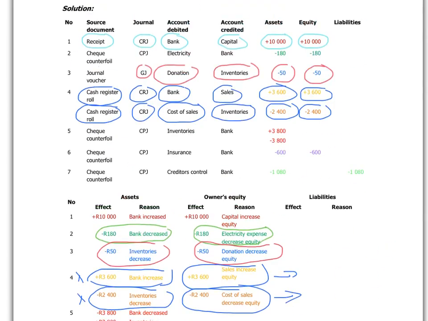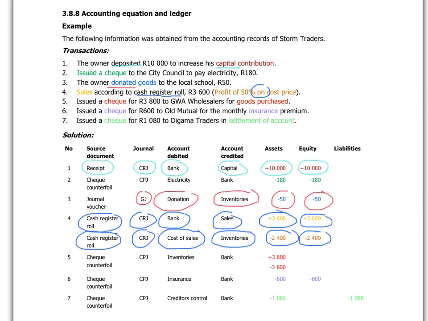For the next entry, we will issue a check for goods purchased. So that means that we bought these goods for cash and we paid for it immediately. Issue a check shows that the bank will be one entry because I reduced the money in the bank. Then I buy goods, so inventory will be my double entry.